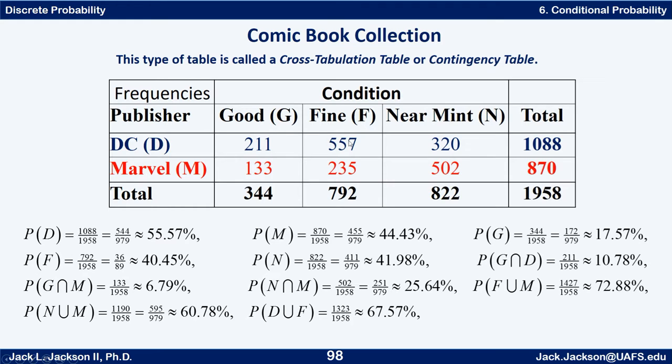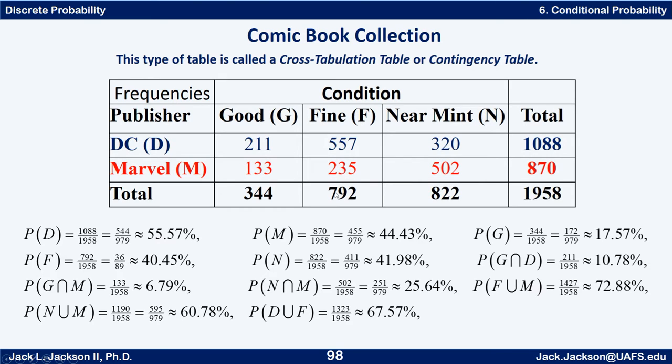Now we've already totaled up those three, so that's 1,088, and we add the 235. That's 1,323 over 1,958, for a probability of about 67.57%. You could also do it by adding 1,088 and the 792, but then you'd have to subtract the 235 because otherwise it would be counted twice.